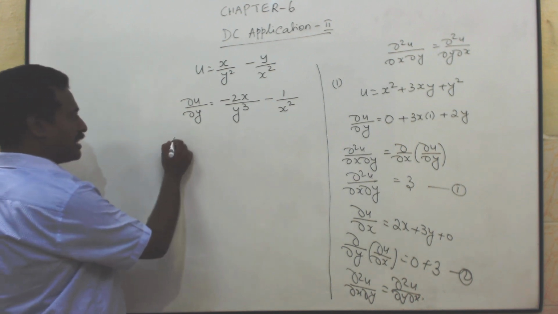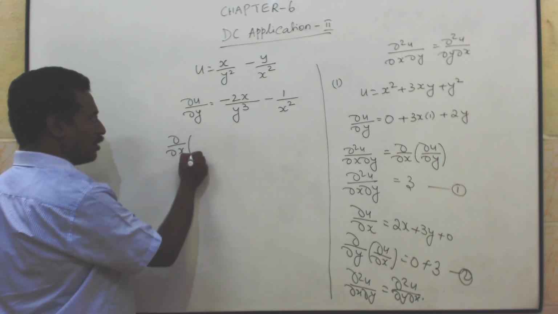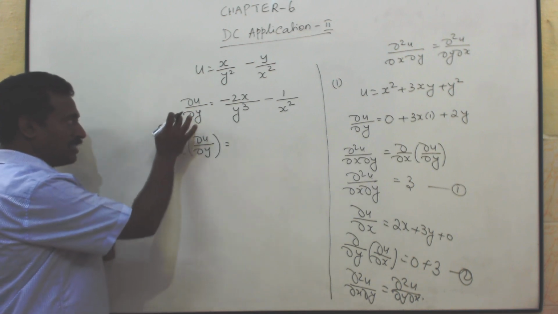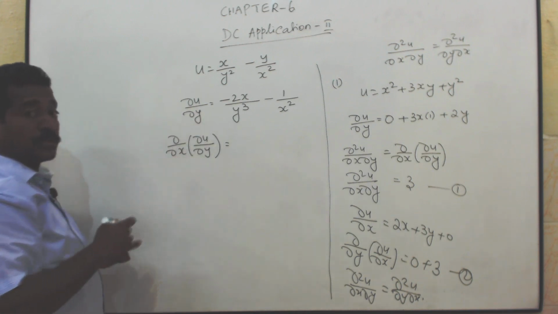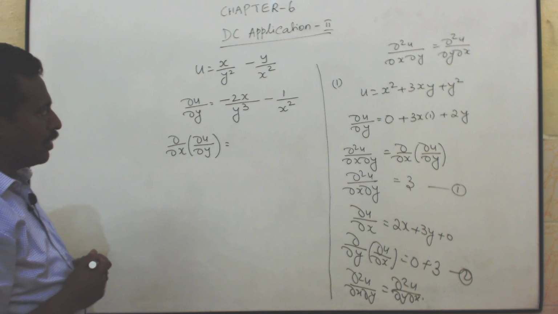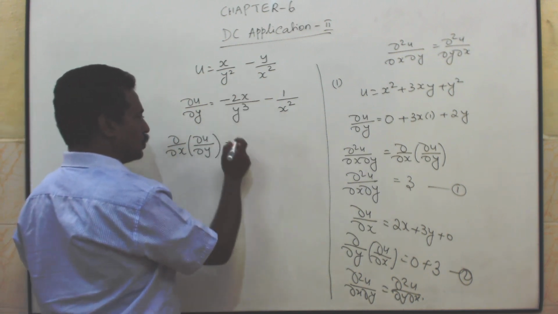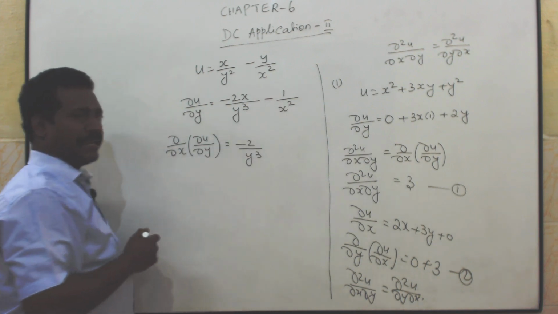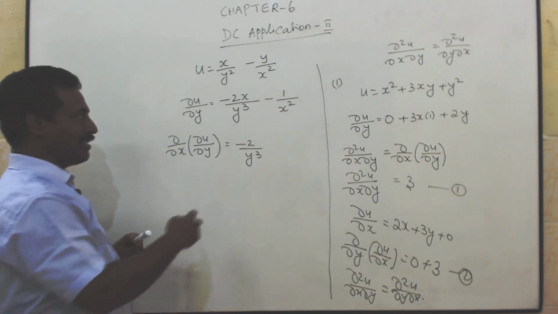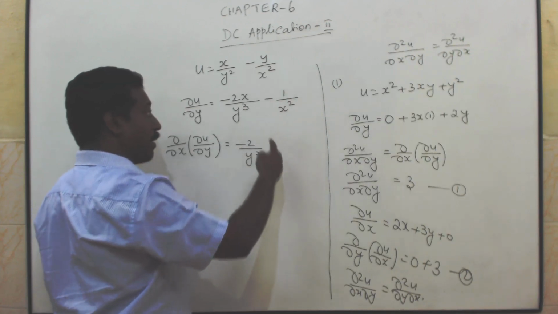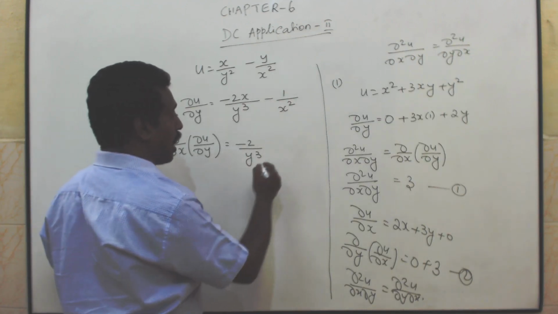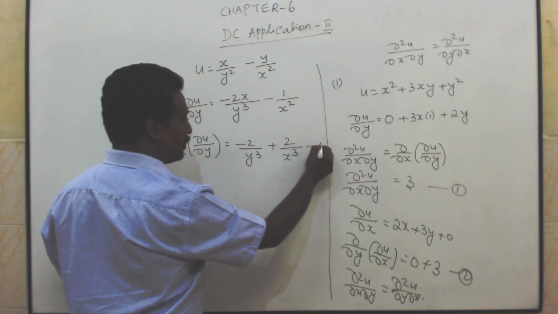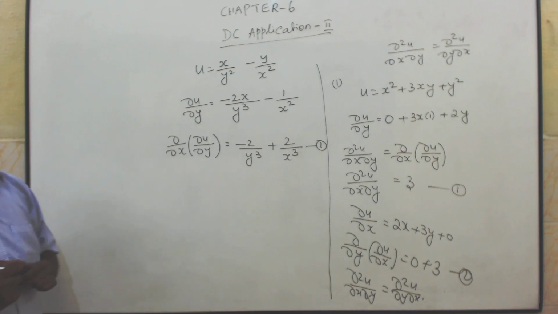Next, we have to differentiate with respect to x. Dou by dou x of dou u by dou y. So, this answer, differentiate with respect to x. 2x differentiation is 2, minus 2 by y cube. But x is in denominator. If x is in denominator, this 2 goes to numerator, plus 2 becomes minus 2, already minus there, plus 2 divided by x cube. This is the first part of the problem.